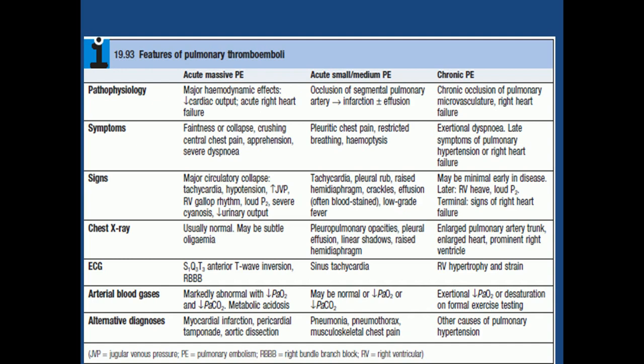Chronic pulmonary embolism is a consequence of a first attack, either repeated minor or medium-sized pulmonary emboli or survived acute massive pulmonary embolism. The patient will end up with chronic thromboembolic pulmonary hypertension.